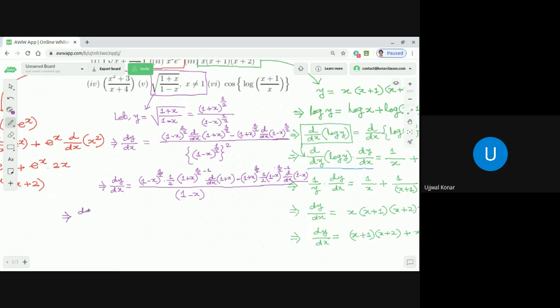So from here what we get? dy dx. From here what we get is that we can take in the denominator 1 by x as it is.